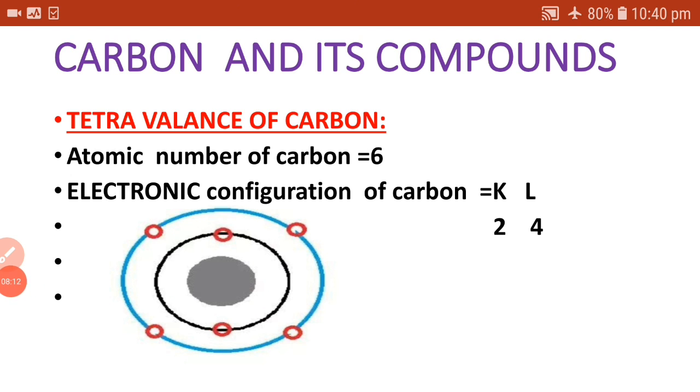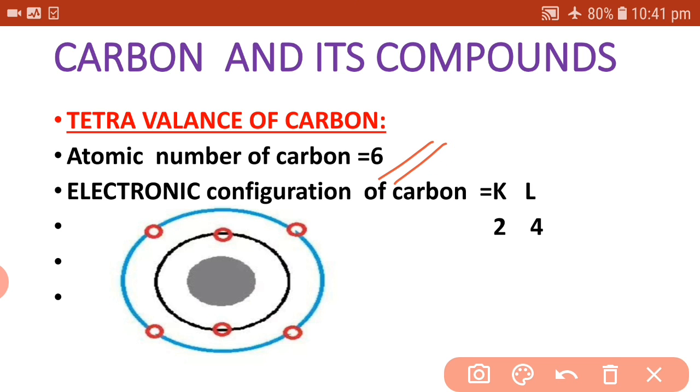Now, we are going to see the reason why carbon is present everywhere. The reason for this is its atomic number. The atomic number, as I've already told you, is the total number of protons present in the nucleus, which is equal to the number of electrons. So the atomic number here is 6. So the electrons are also 6, and the K shell will have 2 electrons and the L shell will have 4 electrons, and these 4 electrons present in the outermost shell are called tetravalency.